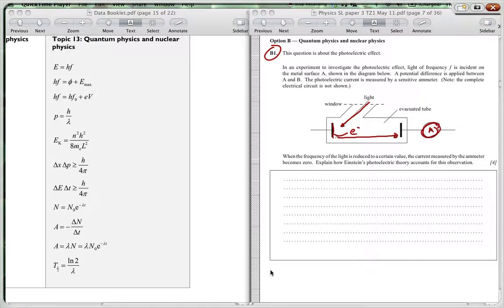You have a current. Then it says, when the frequency of the light is reduced to a certain value, the current measured by the ammeter becomes zero. Explain how Einstein's photoelectric theory accounts for this observation.